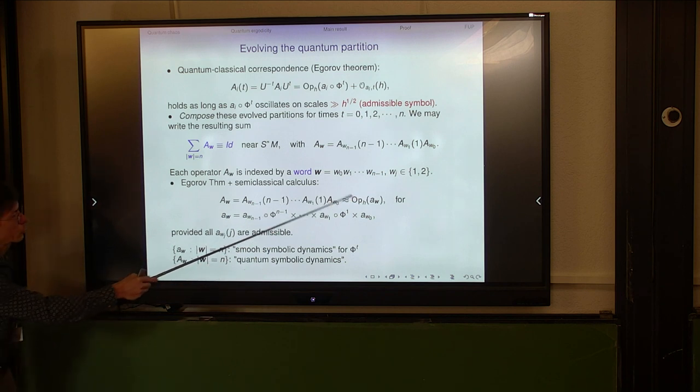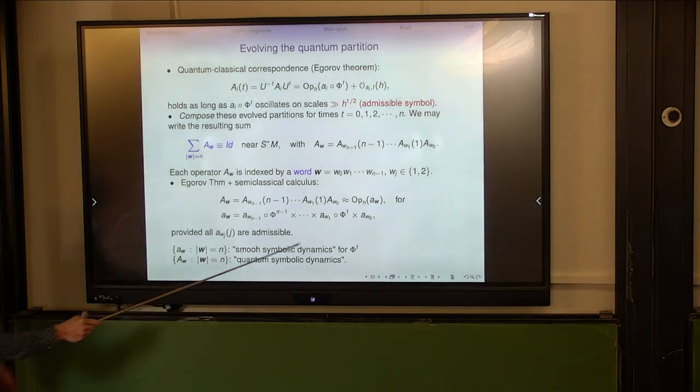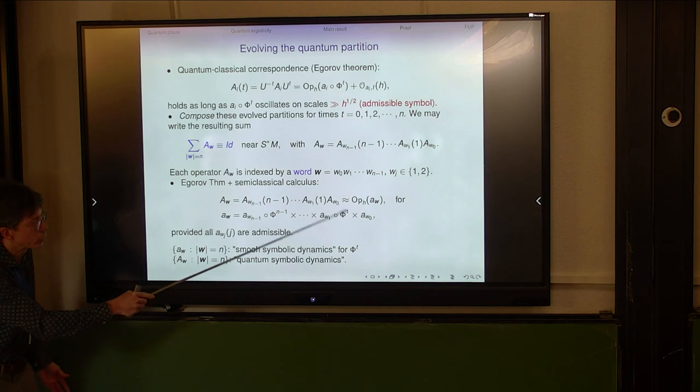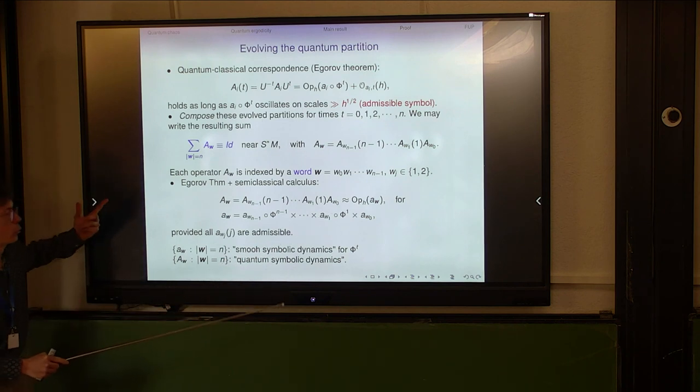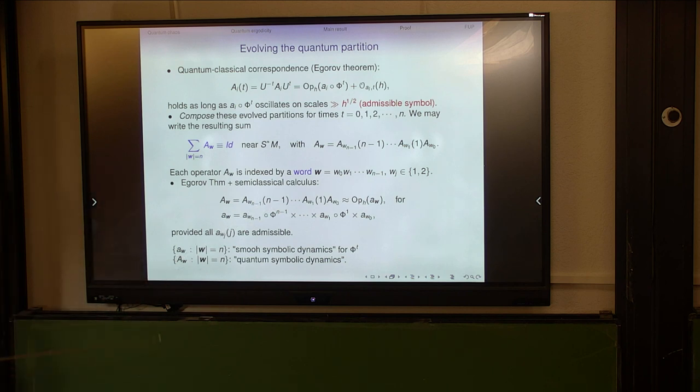So what is the function like? The function is just the product of the evolution of A1 or A2. Again, A index W0 is just the function A1 or function A2, evolved at time 1, at time 2, up to time n minus 1. I remind you that A1, A2 are approximately characteristic functions on an open set in phase space.